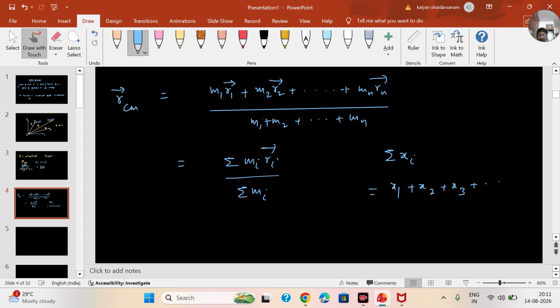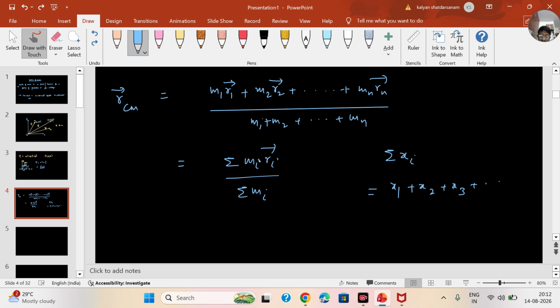For example, if you do that here, first you give i as 1, so you get m1 r1, put a plus sign, then m2 r2, put a plus sign, then m3 r3. So you are giving values for i that start from 1 and go all the way to as many particles as there are in the system. Similarly, the denominator will be m1 plus m2 plus m3, and so on. So this is another way of writing the same thing. This is called sigma notation, or summation notation.